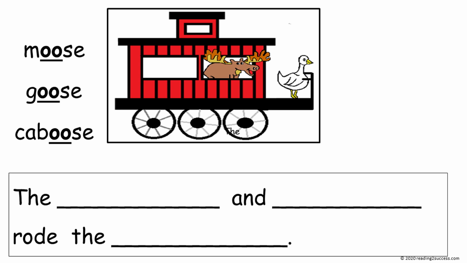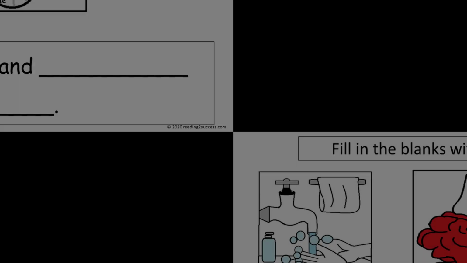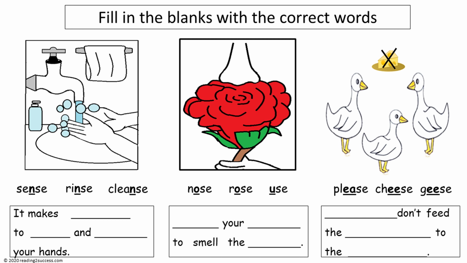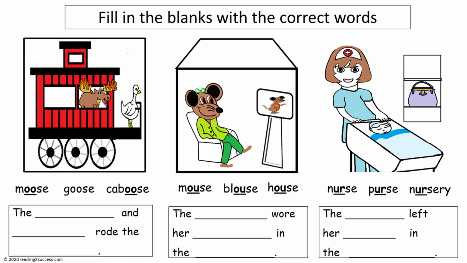After practicing the words for that category, kids would then make a sentence. They would have 3 words that they would have to fill in the spaces provided. So this would end with, the moose and goose rode the caboose. Other fill in the blanks would be, it makes sense to cleanse and rinse your hands. Use your nose to smell the rose. Please don't feed the cheese to the geese. The moose and goose rode the caboose. The mouse wore her blouse in the house. The nurse left her purse in the nursery.